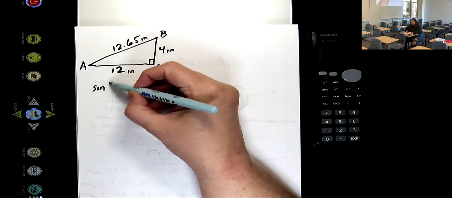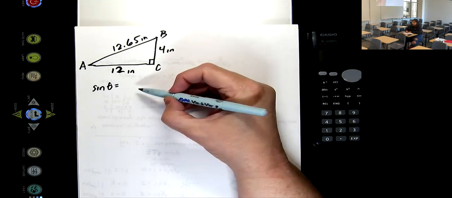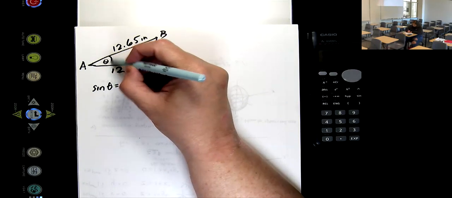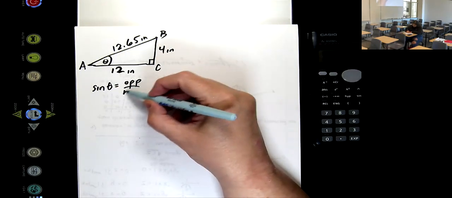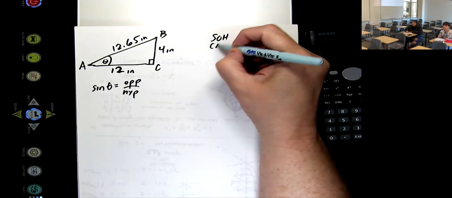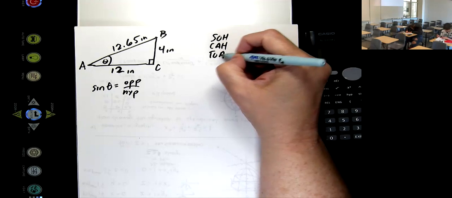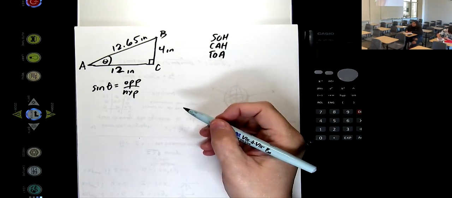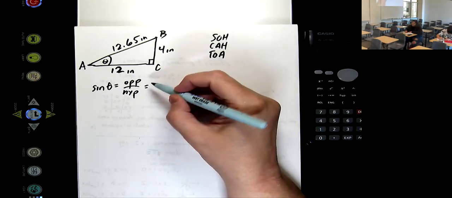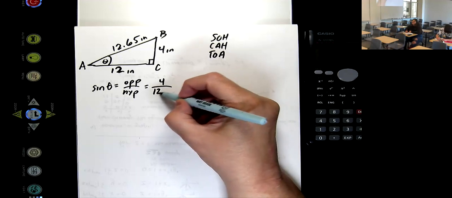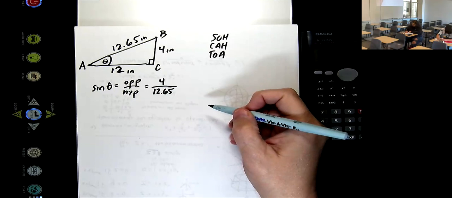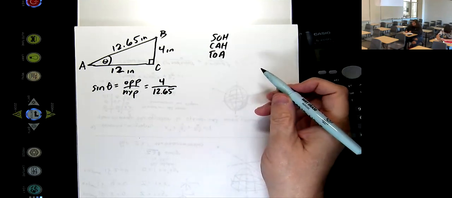So the sine of theta is opposite over hypotenuse. Let's put theta on A. So SOHCAHTOA. 4 over 12.65. I'm going to leave it like that because if I put it in a calculator, I'm going to have to round.